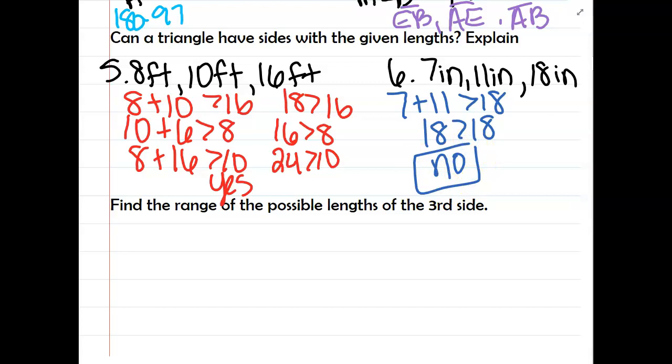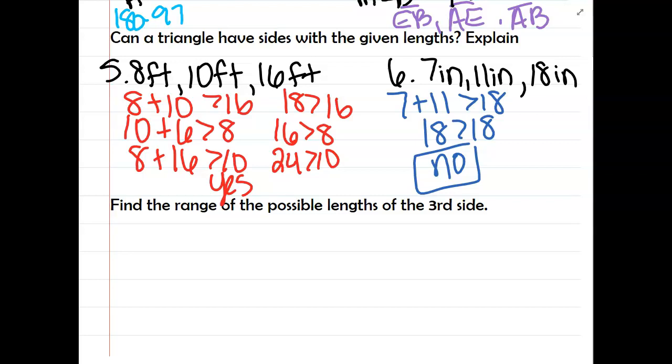It doesn't work because think about it. If you had a side that was 7 and a side that was 11, and you were trying to stretch it out to make this third side 18, you'd have to lay them flat, right? 7 and 11 to get to that 18. And if it's flat, it's not a triangle. It's going to be a straight line. That's not going to work.